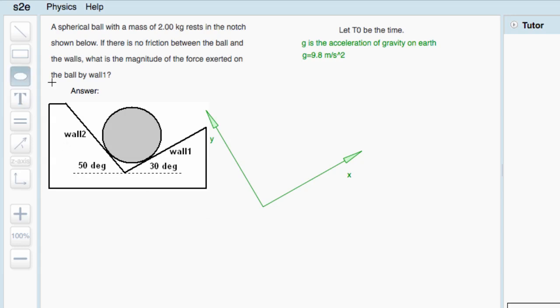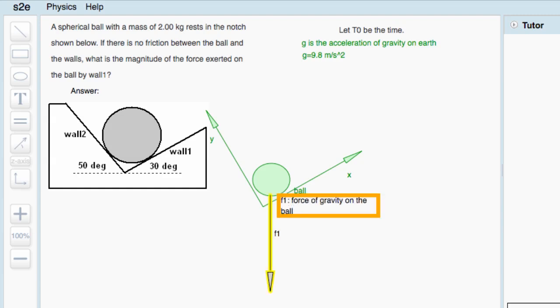So I have my axis, and I'm going to draw the ball. Okay, and now I need to start drawing forces. The most obvious force would be the force of gravity coming down on the ball. So I'm going to go ahead and go straight down here, 270. Well, why don't we say this is just force 1? It's the force of gravity on the ball, and it accepts that, so great.